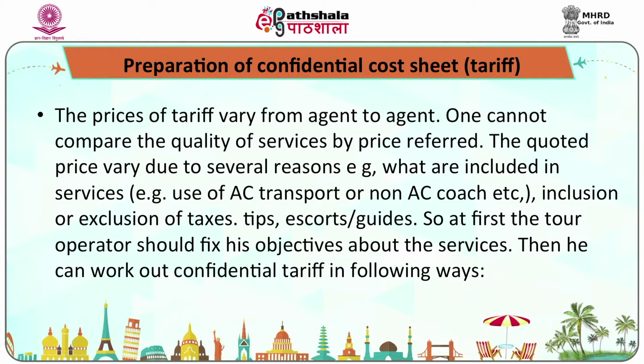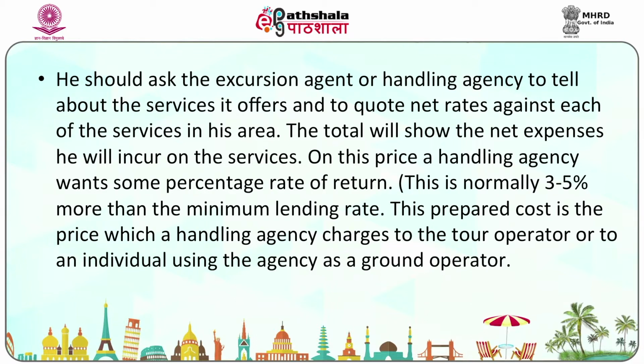So, at first, the tour operator should fix his objective about the service. Then he can work out the confidential tariff in the following ways. He should ask the excursion agent or the handling agency to tell about the services it offers and the net rates against each of the services in his area. The total will show the net expenses he will incur on the services. On this price, a handling agency wants some percentage rate of return. This is normally 3 to 5% more than the minimum lending rate. This prepared cost is the price which the handling agency charges to the tour operator or to an individual using the agency as a ground operator.